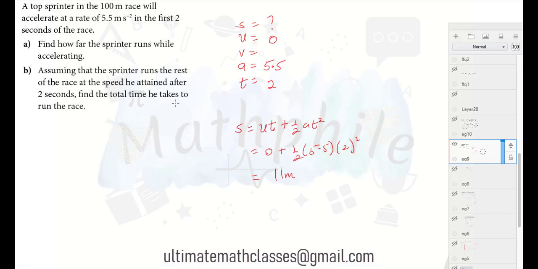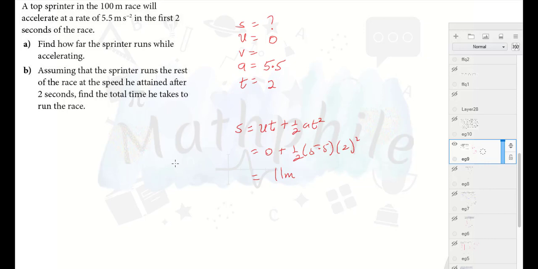Assuming the sprinter runs the rest of the race, he has already run 11 meters. So I'll be left with, I think, 89 if my math is correct. The rest of the race will be 89 meters. You continue with the Suvat. Okay, so assuming the sprinter runs the rest of the race at the speed he attained after 10 seconds, find the total time it takes him to run the race.